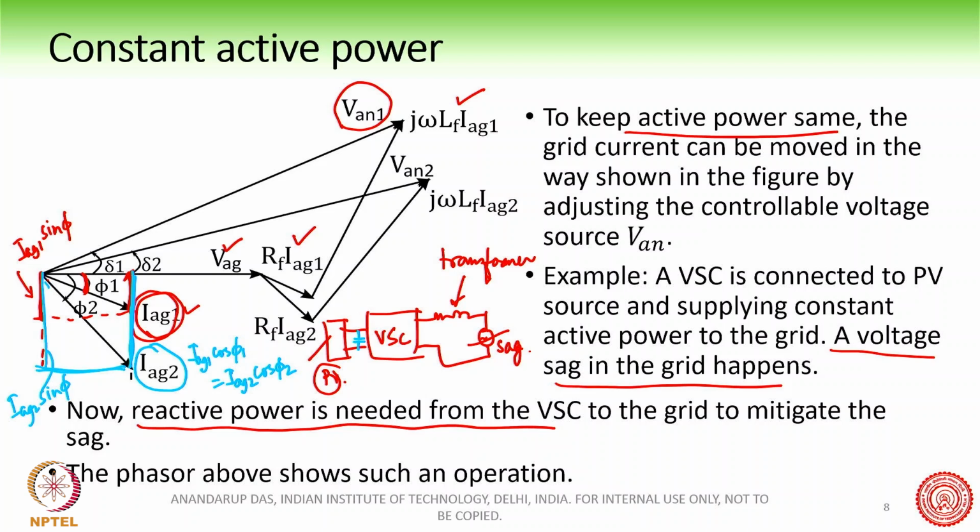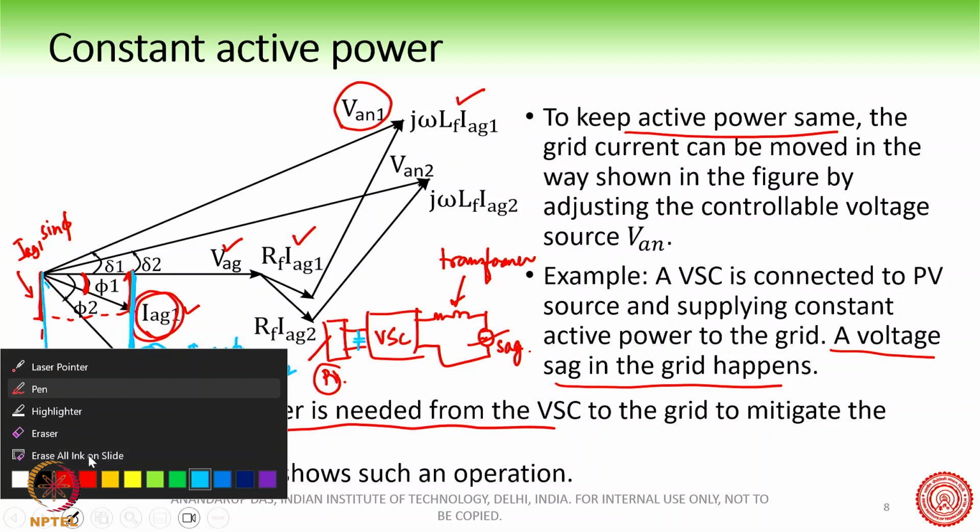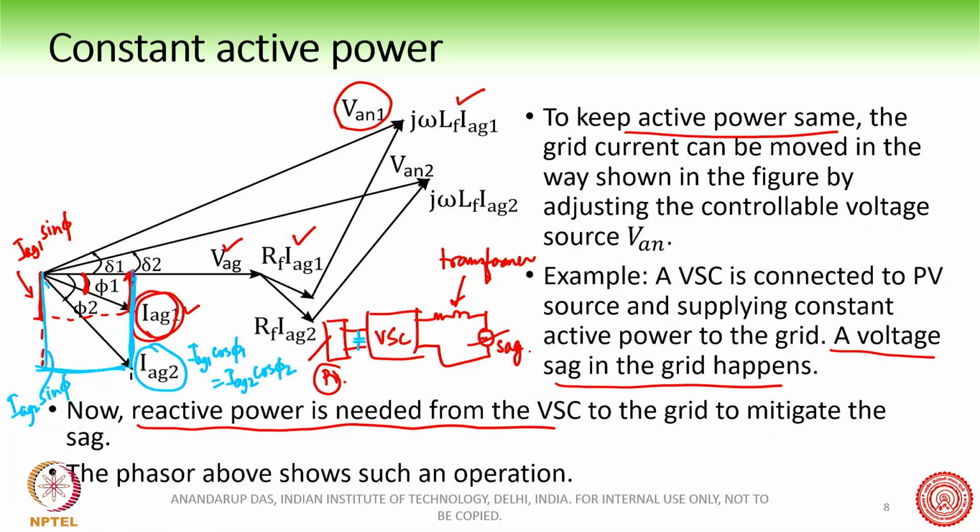So if we operate on this line here, then we can have several such phasors possible, all of them having the same active power. But the reactive power is changing. And this will help us to feed variable reactive power from the VSC into the grid. But how am I achieving this change of the current phasor?